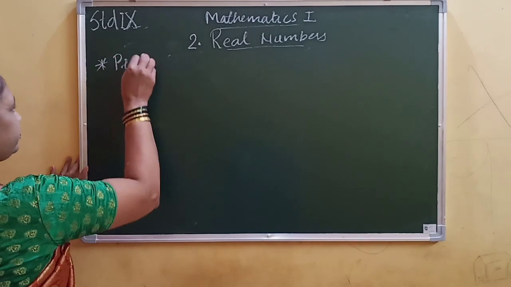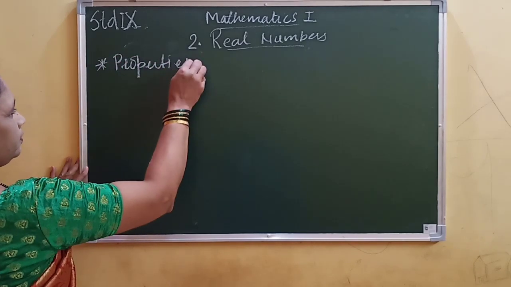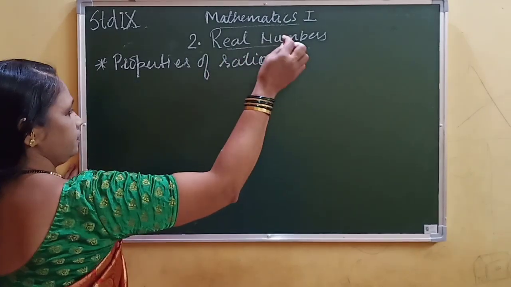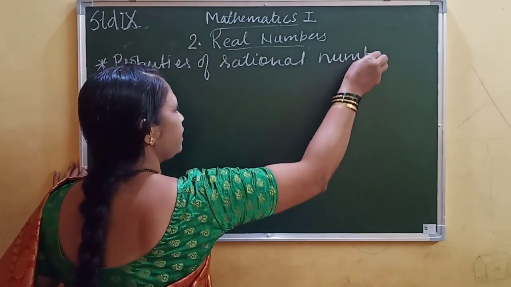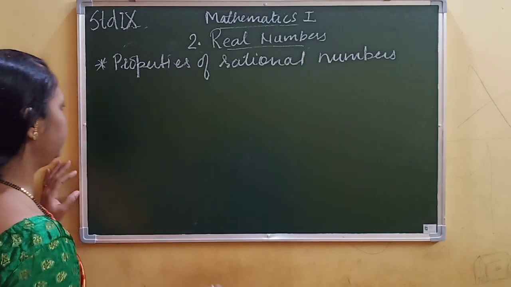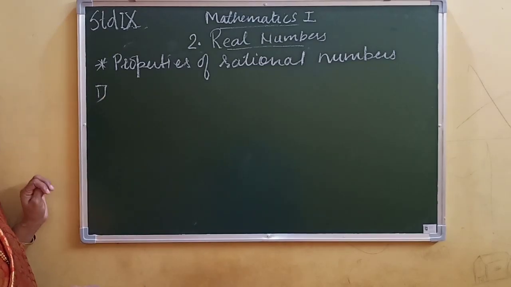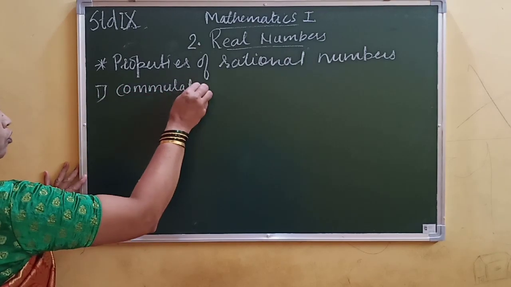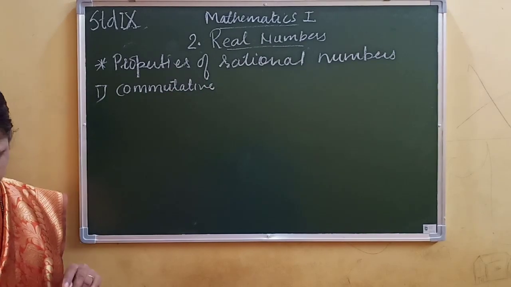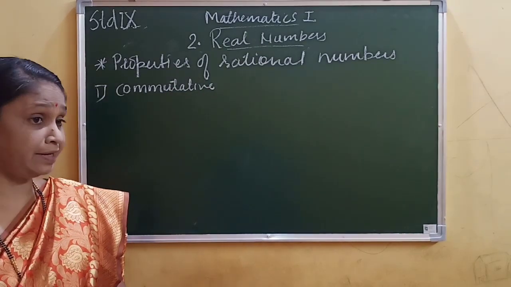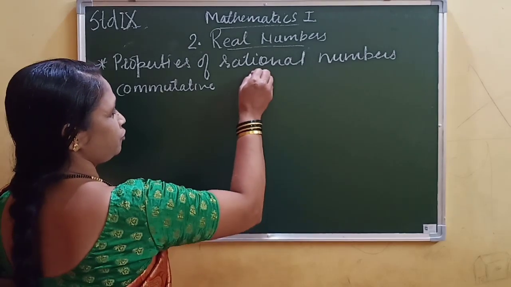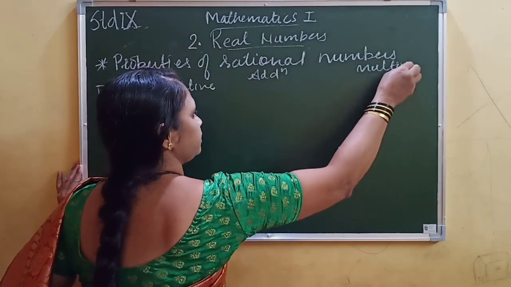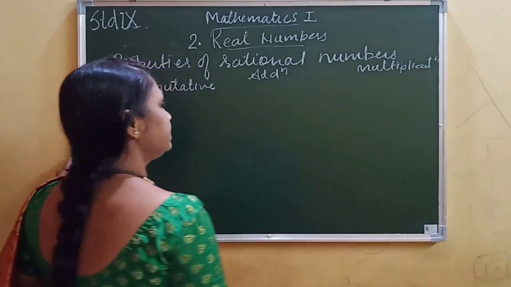Properties of rational numbers. Now see, what are the properties of rational numbers? The first property is the commutative property. In the commutative property, we have it for addition and multiplication. What does it tell?